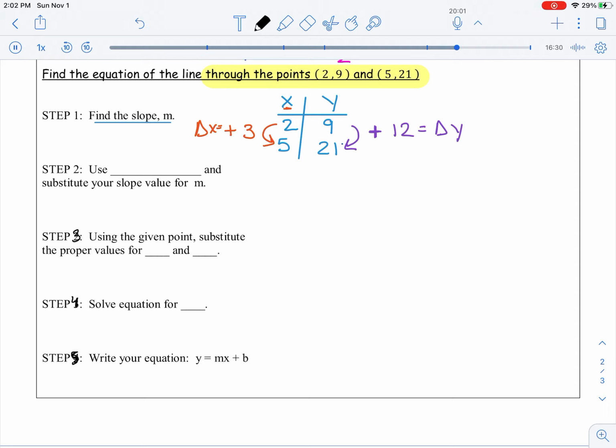So to find my slope, which is the change in Y over the change in X, that equals 12 divided by 3, which in this case gives me a slope of 4. So m equals 4.